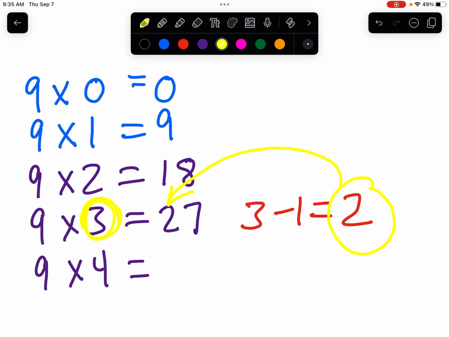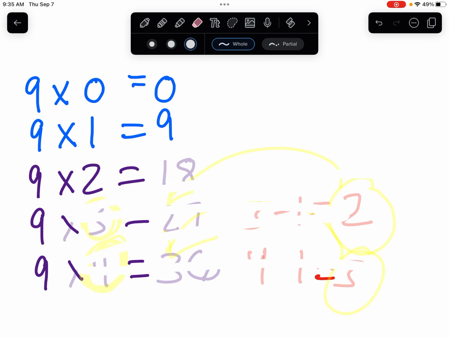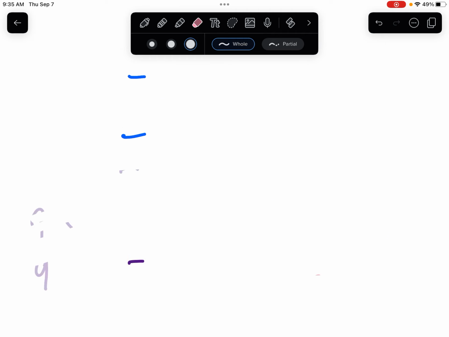There's another one. Let's look at 9 times 4. 9 times 4 is 36. 4 is the number being multiplied by 9. 4 minus 1 is 3, again the starting number for the answer. Cool, right? So, let me get rid of all this for now.